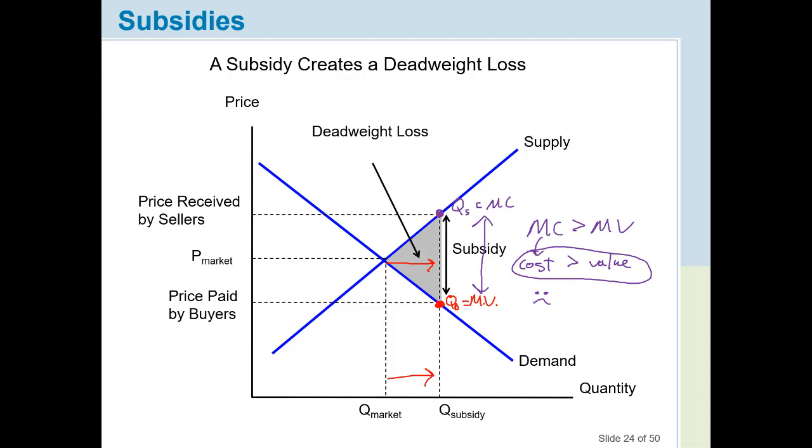Why? Because scarce resources have alternative uses. And the alternative uses of these resources are somewhere where they were in a market where the value was above the cost, as represented over here with the total surplus triangle. So as long as the supply curve is above the demand curve, which it is in this entire area out here, we've got this kind of inefficiency occurring. So we call that a deadweight loss or an excess burden of subsidies.